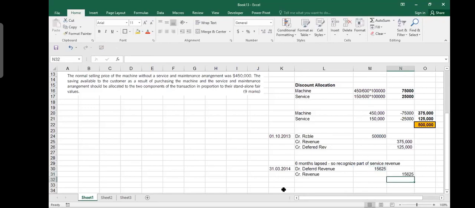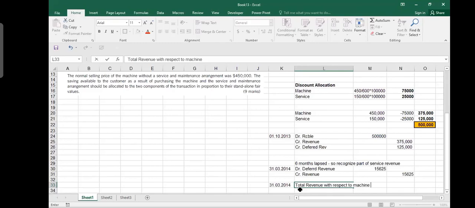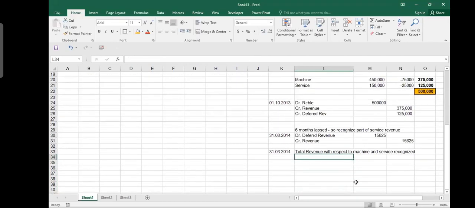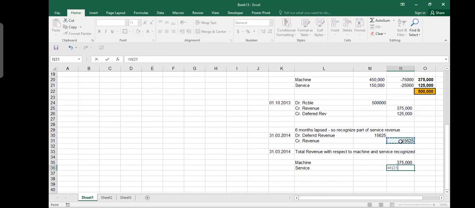So now on the 31st of March 2014, total revenue with respect to machine and service recognized. How much have I recognized now with respect to machine and service? Machine we have recognized this much, which is 375, and service we have recognized just this much, which is 15. So this is what you are recognizing in your financial statements.